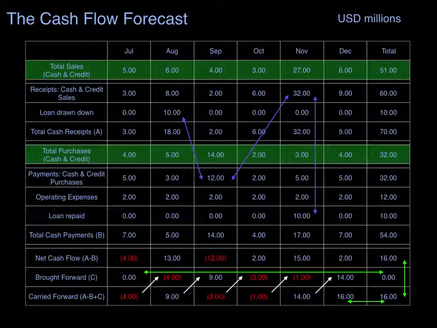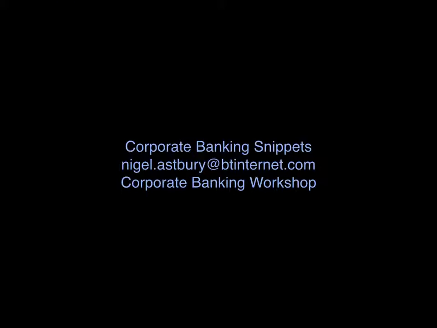So this business used a bank overdraft of 4 million reducing and a 3-month loan of 10 million to generate cash of 16 million in 6 months. Check out our snippet on cash flow statements to understand how cash flow statements differ from cash flow forecasts.